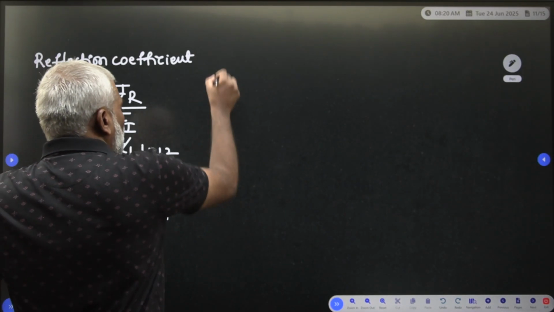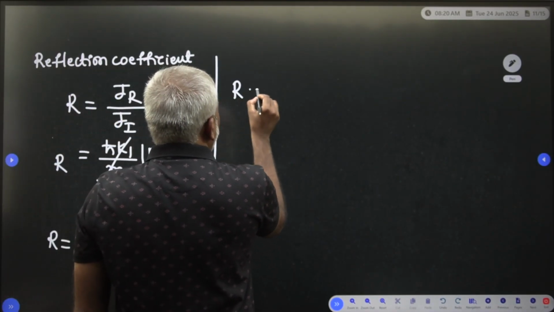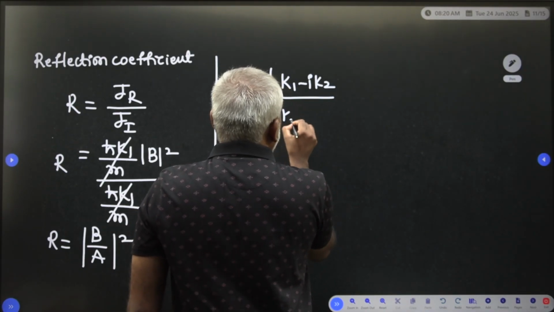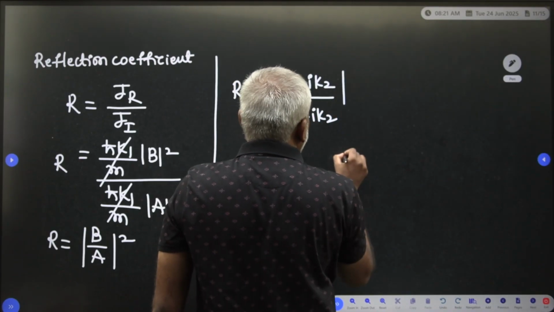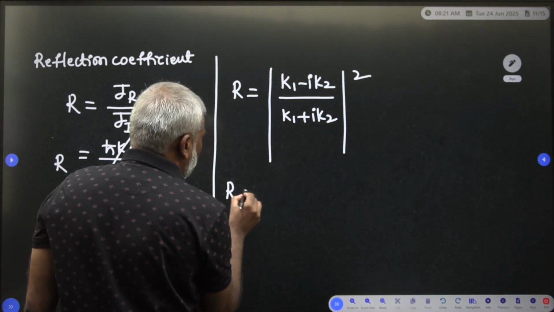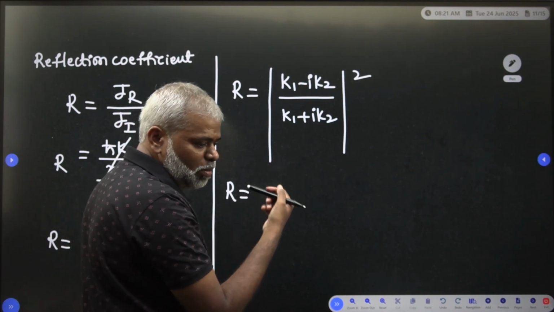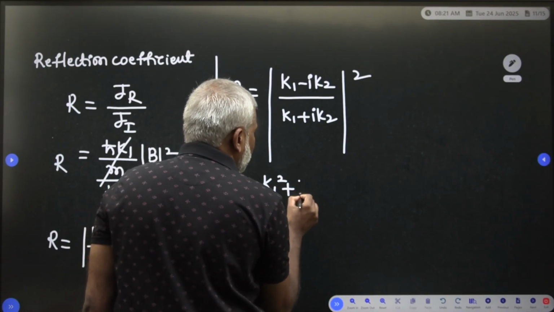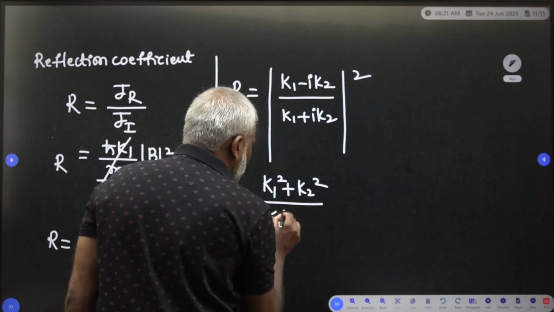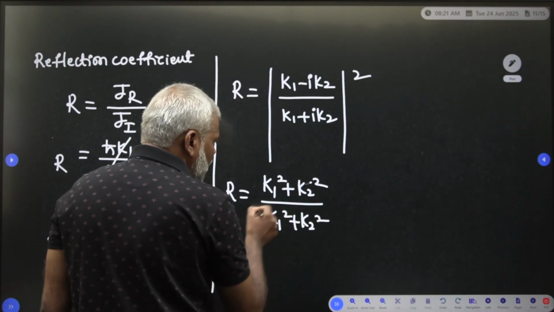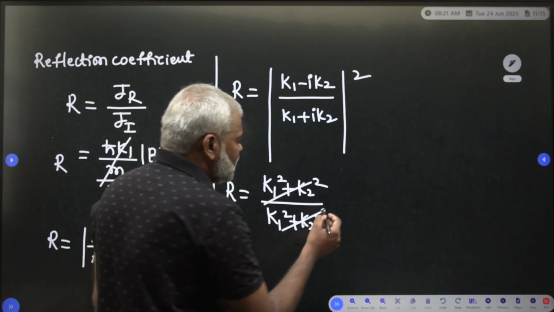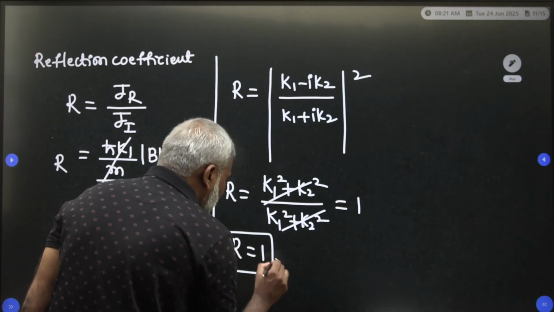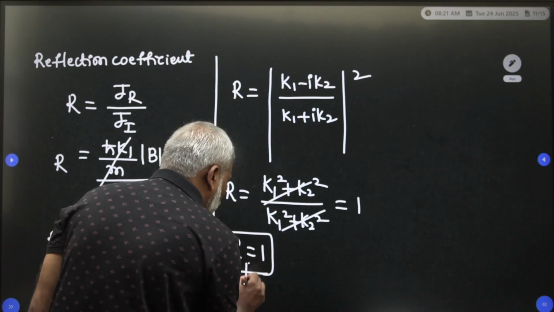You have to write it. So already you know that b by a is equal to k1 minus i k2 divided by k1 plus i k2, the modulus of the whole square. Therefore we have to remove that modulus, and you get k1 square plus k2 square divided by k1 square plus k2 square. k1 square plus k2 square gets cancelled, and that is going to be 1. This is the modulus. So therefore R is equal to 1. If R is equal to 1, the reflection coefficient is 1.